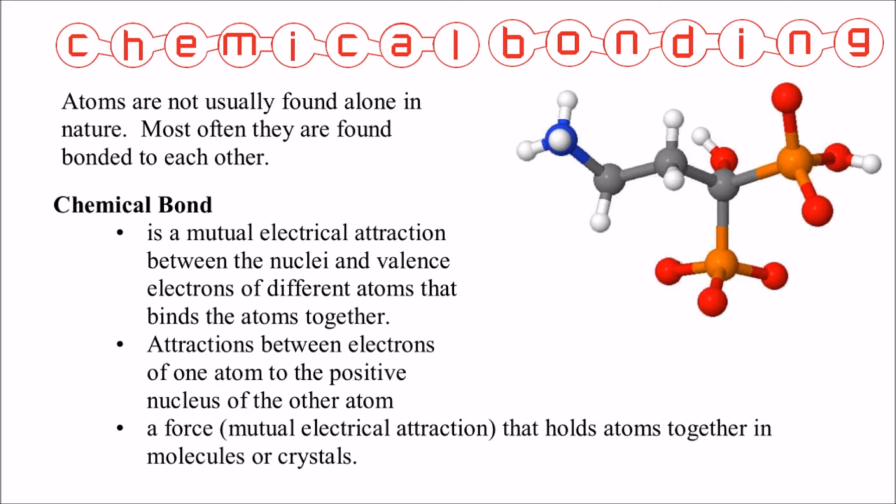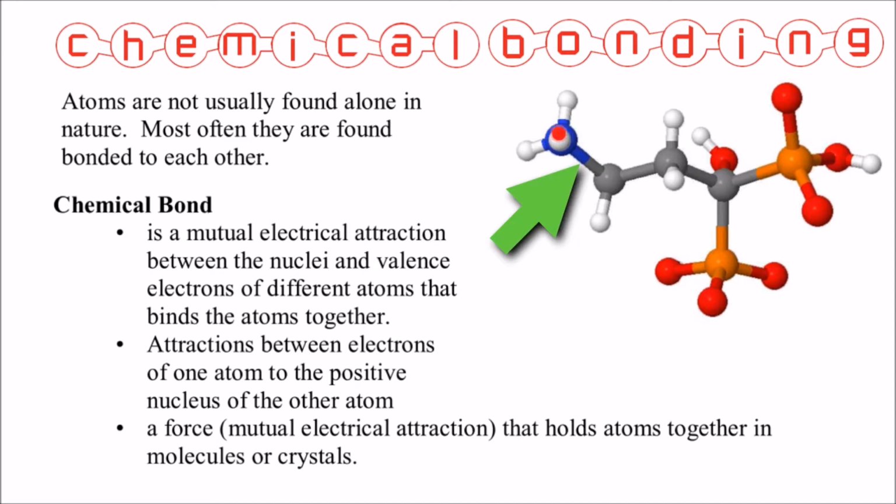Okay, so what is a chemical bond? It's a mutual electrical attraction between the nuclei, that's just the nucleus of both the atoms, and the valence electrons of those different atoms that causes them to bind together. Okay, so right here we have a bond.